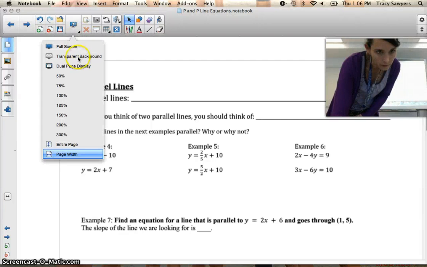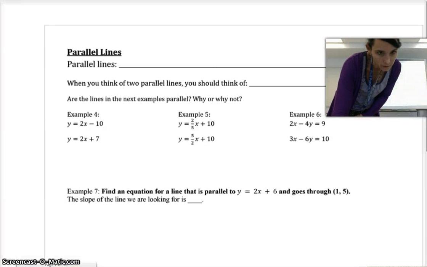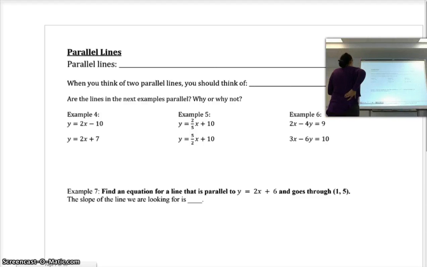We're going to talk about parallel lines first. All right, so parallel lines. You should know this because you have a vocabulary quiz. What is the definition of parallel lines? Lines that what? Lines that do not intersect. That's it.